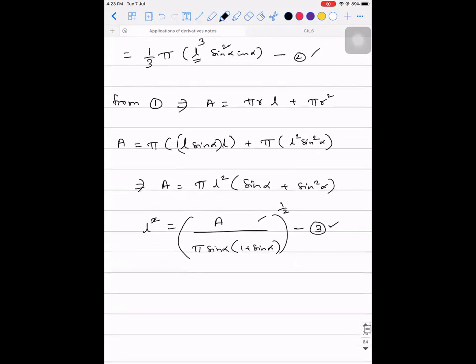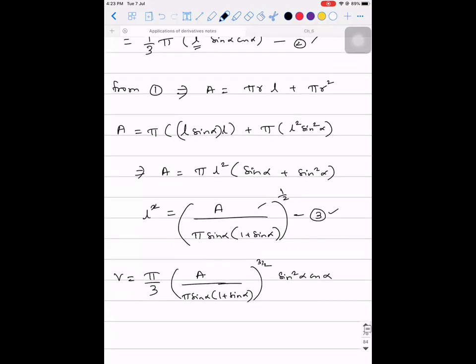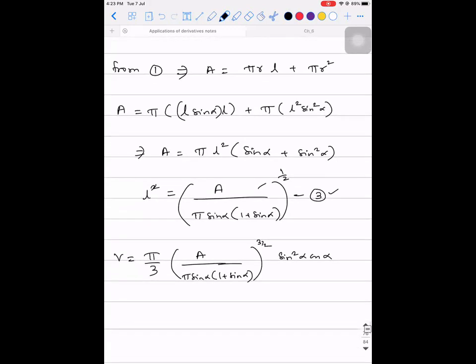So what will be the value of volume? Volume will be pi by 3 into L cube. L cube is A by pi sin alpha into 1 plus sin alpha, the whole power 3 by 2 into sin square alpha into cos alpha. Got it? So if you want to eliminate this 1 by 2, what you can do?